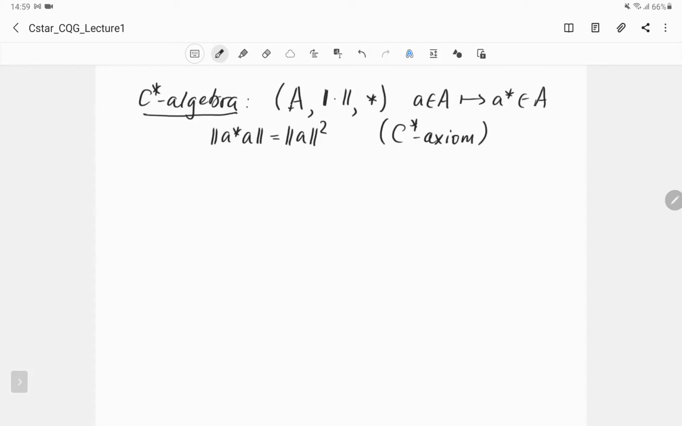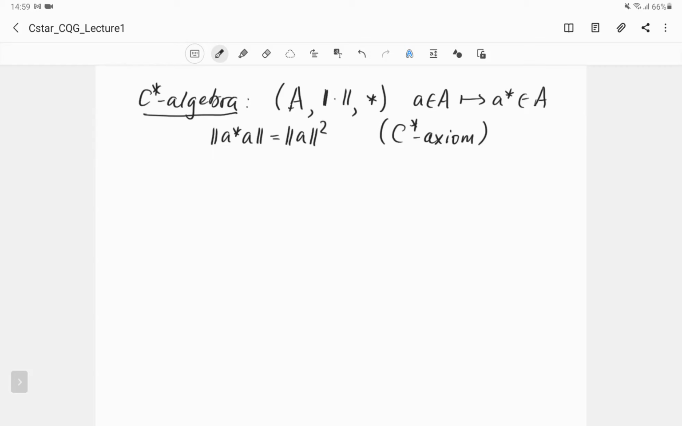And it's a kind of miracle that such a simple axiom leads to a very rich and powerful theory. So in fact, the C-star algebra theory is much richer and much more powerful than, for example, the general theory of arbitrary Banach algebras.